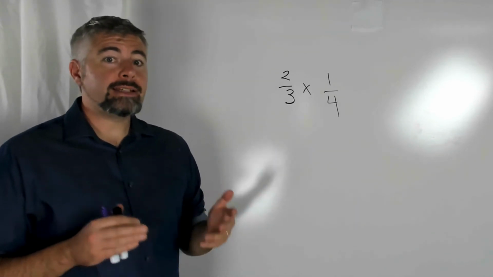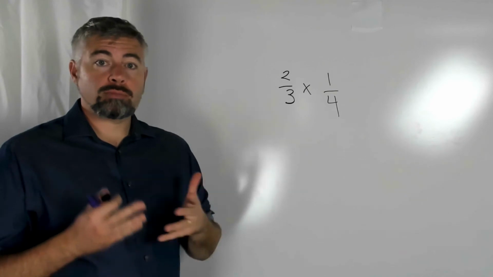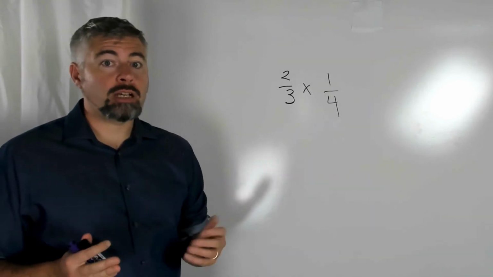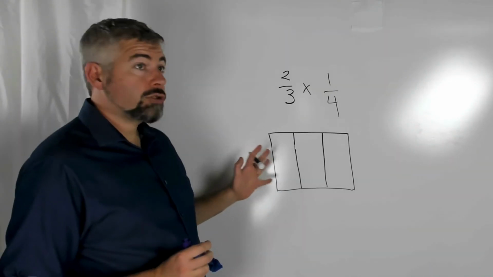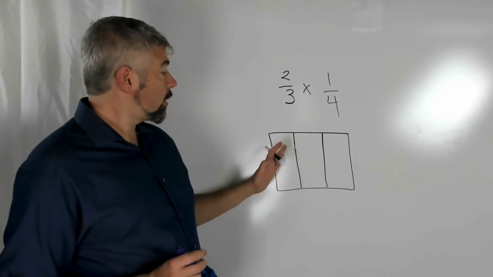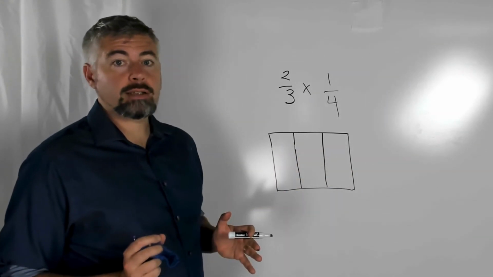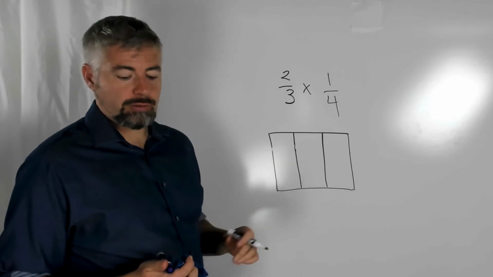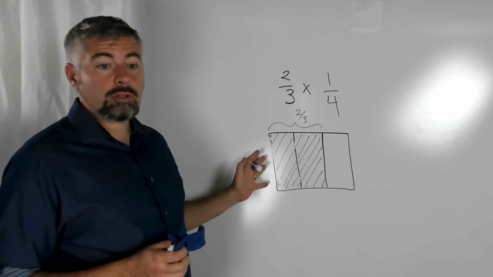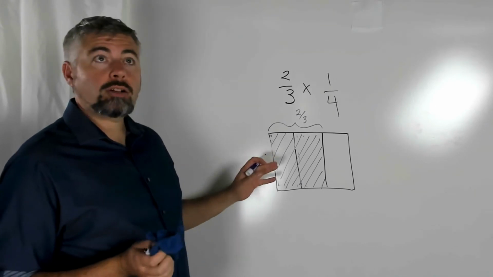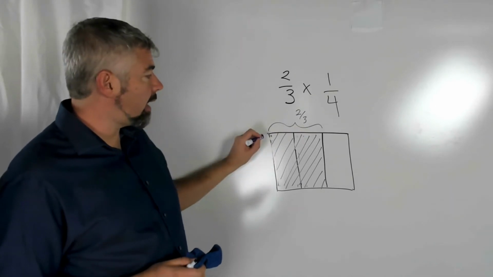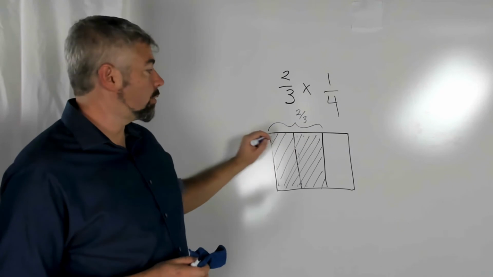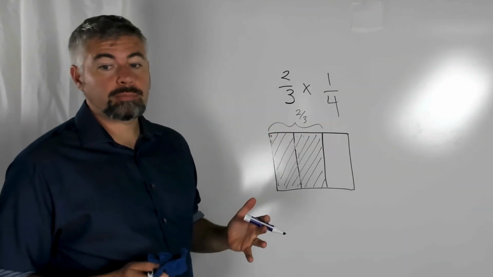a scale model is to use an area model, and this relies on the area meaning of multiplication. So I'll start with a rectangle, cut it into 3 equal pieces, and to demonstrate 2/3, I'll shade in 2 of those pieces. So this represents 2/3 of the rectangle, and I can also think about this as a length of 2/3, where the whole side would be 1.